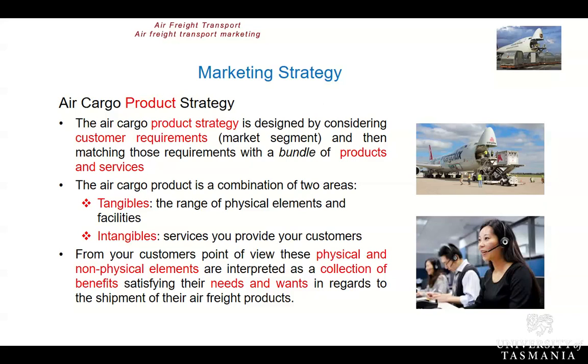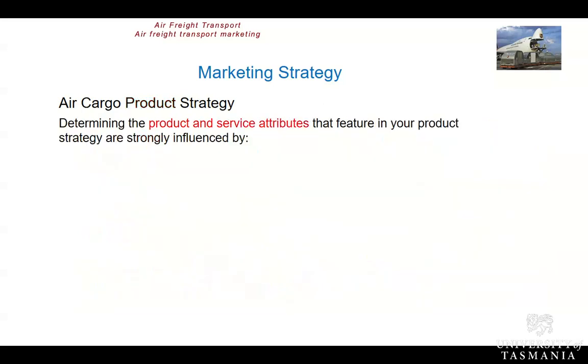So from a customer's point of view, the particular air cargo carrier is delivering a range of physical and non-physical elements which it interprets as a bundle of benefits which are satisfying their needs and wants. So every business who's shipping air cargo has a number of needs and wants in terms of getting that cargo to the final destination. And it's up to the air cargo carrier to make sure it can meet those expectations. So that's the product element of it.